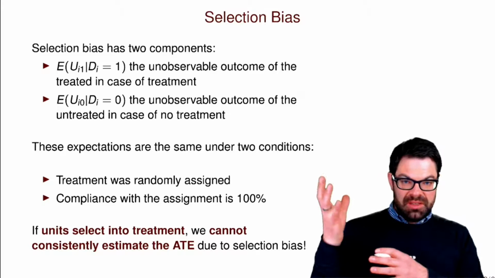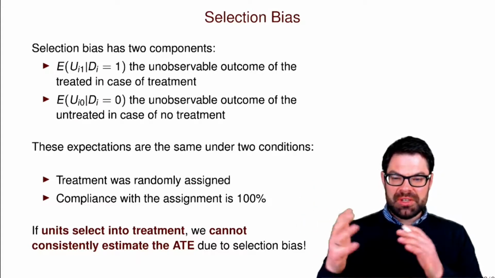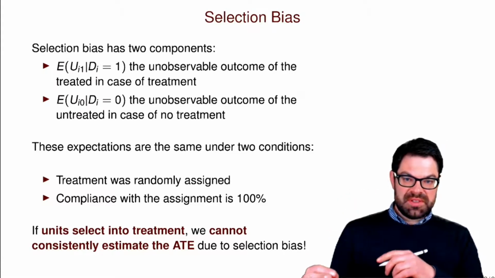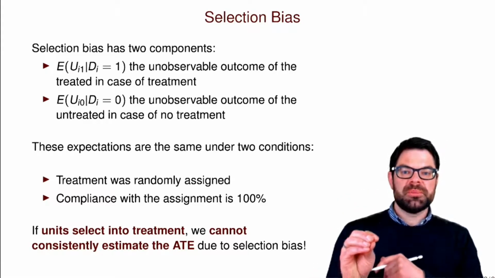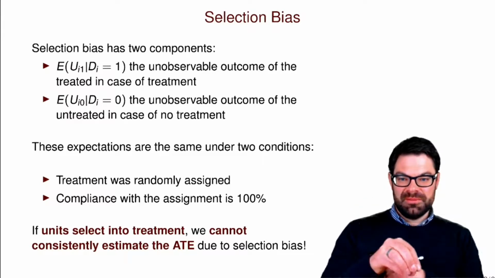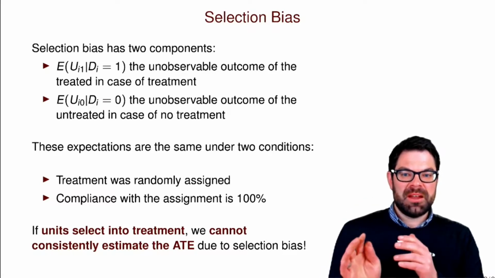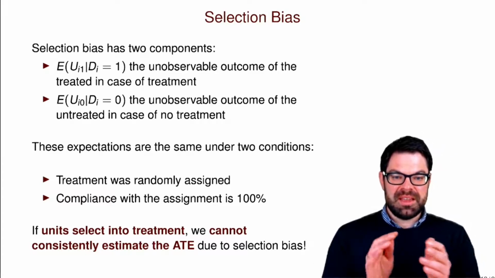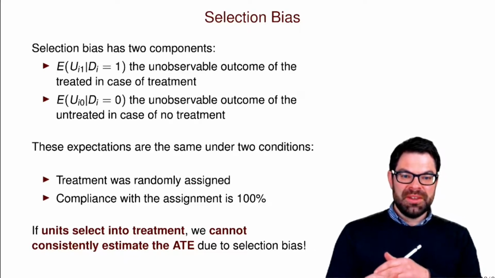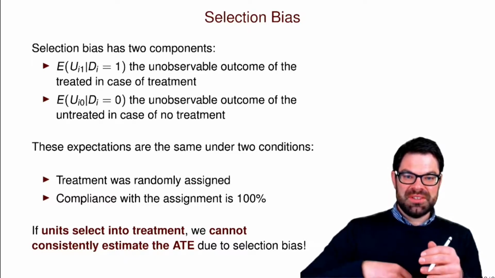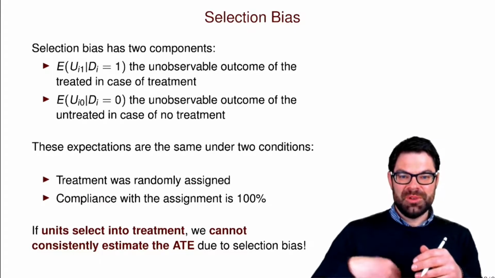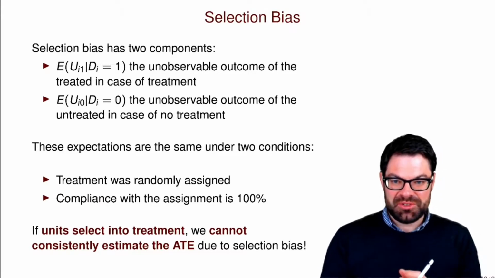So here are the interpretations of those two terms. The first expectation is the unobservable outcomes of the treated in case of treatment. And then we also have here the unobservable outcome of the untreated in case of no treatment. Obviously, what we don't have here is the counterfactuals, which is, what would be the unobservable outcome of the treated in case of no treatment and vice versa for the untreated group.